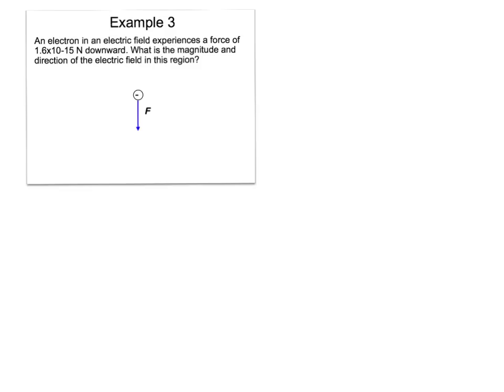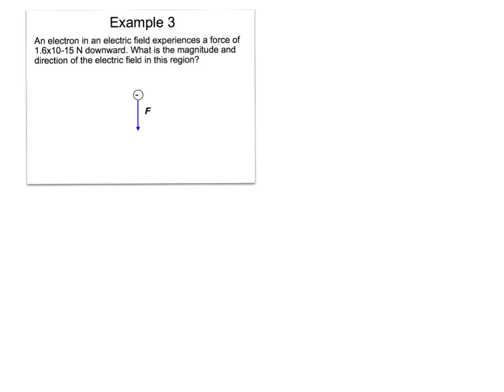Final example. An electron in an electric field experiences a force of 1.60 times 10 to the negative 15th newtons downward. What is the magnitude and direction of the electric field in this region? So this goes back to when I told you the only way we can know where an electric field is and which way it points is to put a charge there and to see what happens to the charge. So we've put a charge somewhere, and we notice that it gets a force downward. Now we need to know what kind of field it had on it.